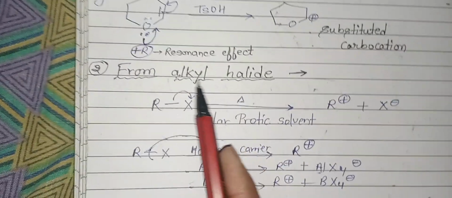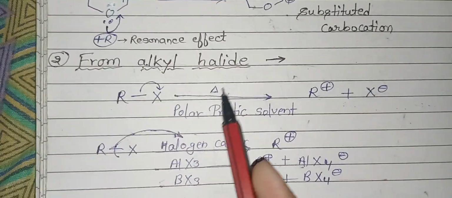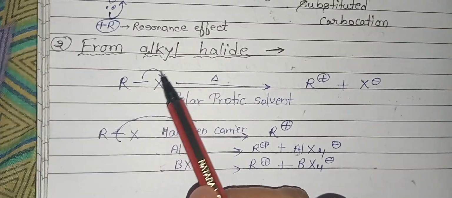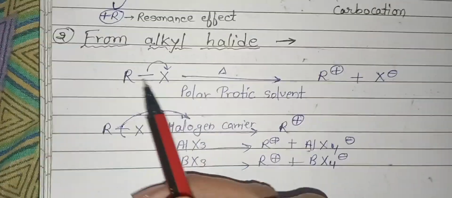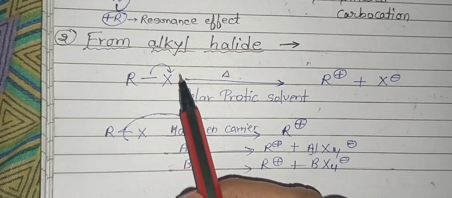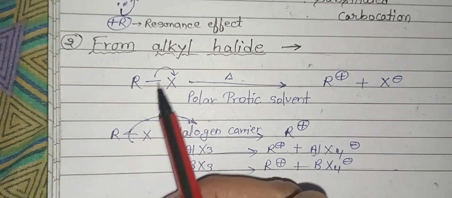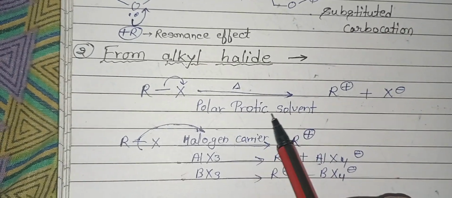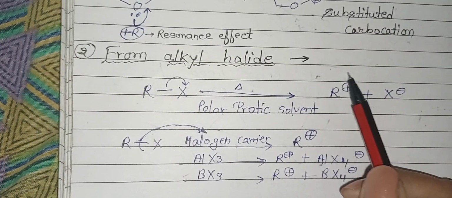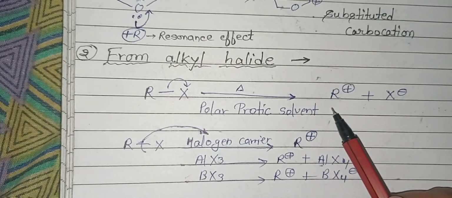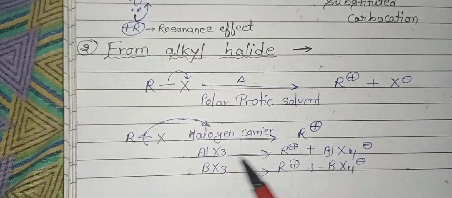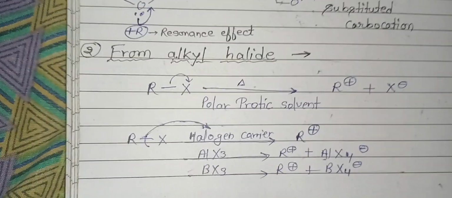The second process is from alkyl halide. What happens here is that this single bond migrates to here because the halogen is more electronegative. So we have a halogen and an alkyl group. In the presence of heat and a polar protic solvent, we get this carbocation, and this is the halogen. These are some examples of this.